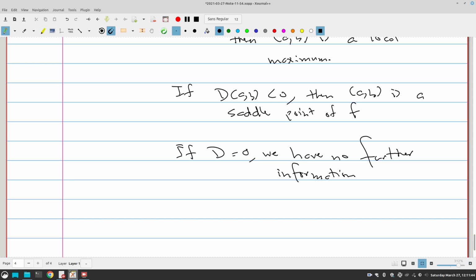Okay, so using the second derivative test, what we can do is we can systematically find the maxima, the minima, and the saddle points. Okay, so let's do the second derivative test on some of the examples given in the textbook. Let's go through some of them.